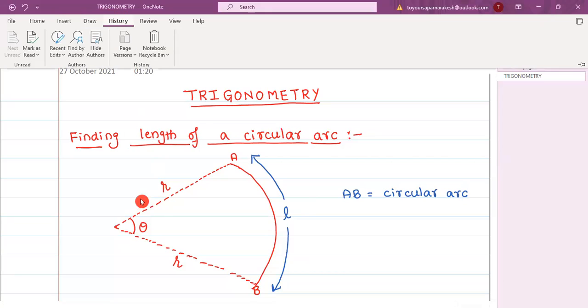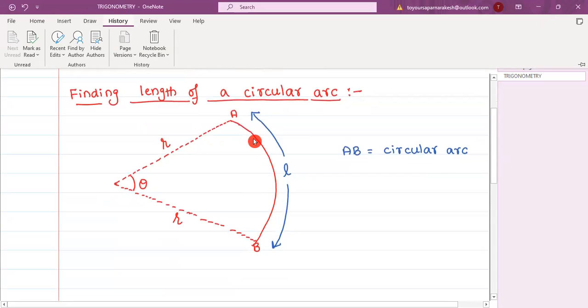In this video, we have to discuss how to find the length of a given circular arc. Now see the figure. In this figure, AB is the given circular arc. L is the length of the arc.